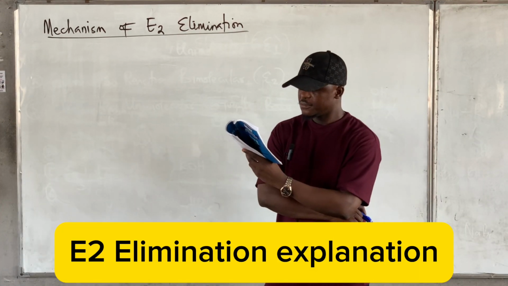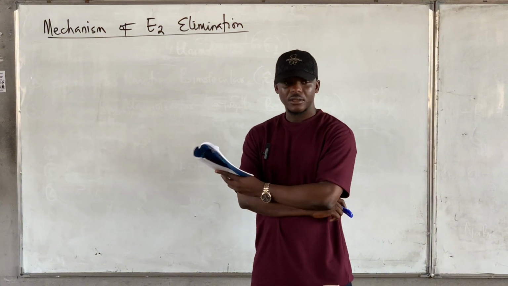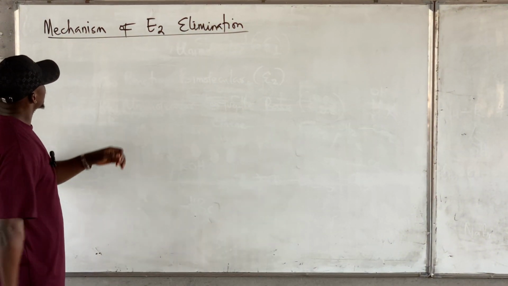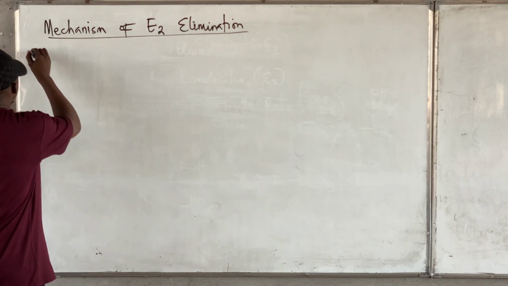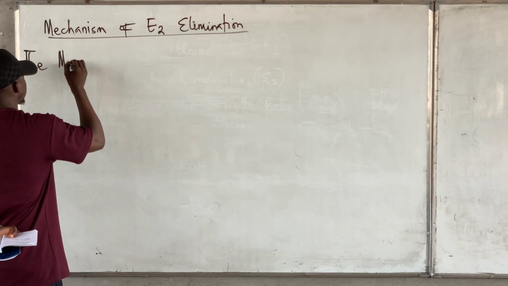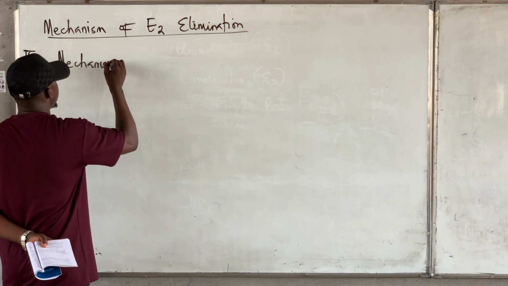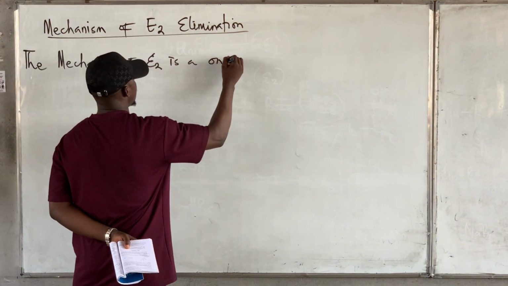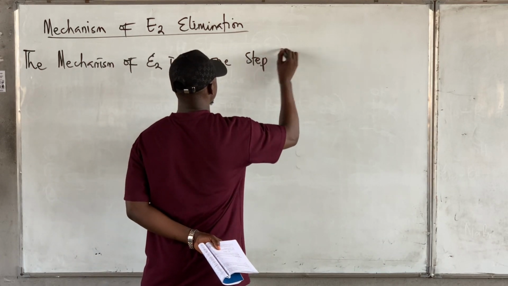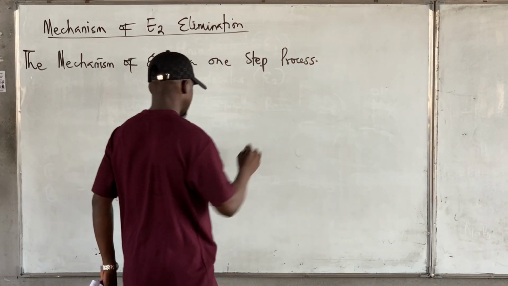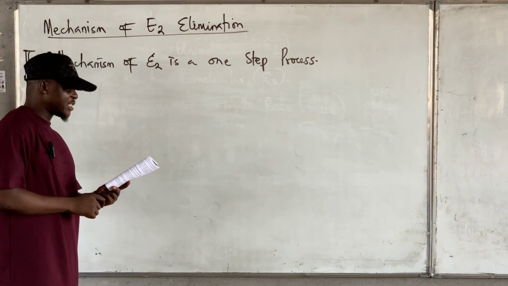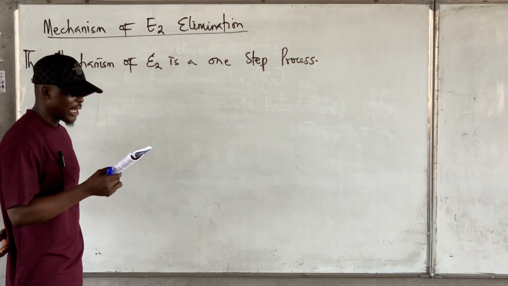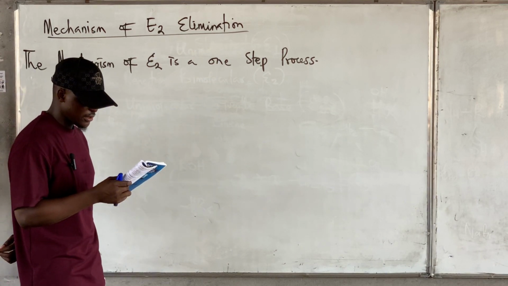In E2 elimination, the mechanism is a one-step process. Full stop. In this mechanism, the carbon-hydrogen bond and the carbon-halogen bond are broken simultaneously.